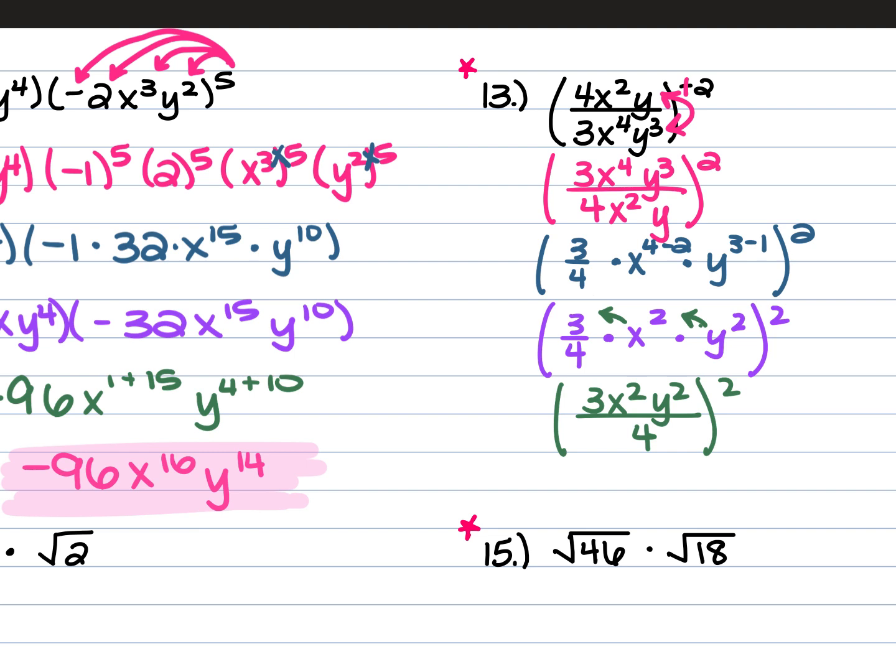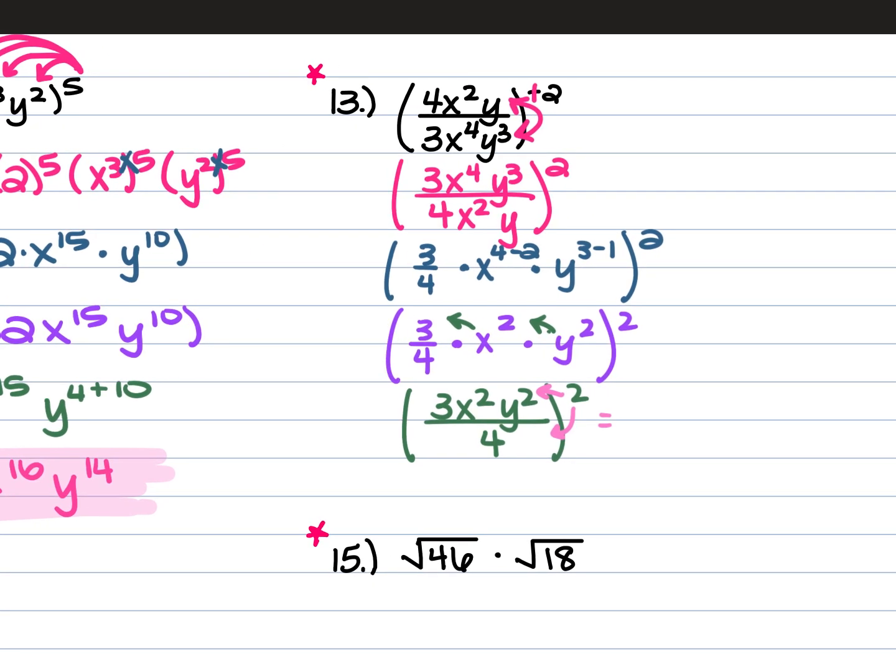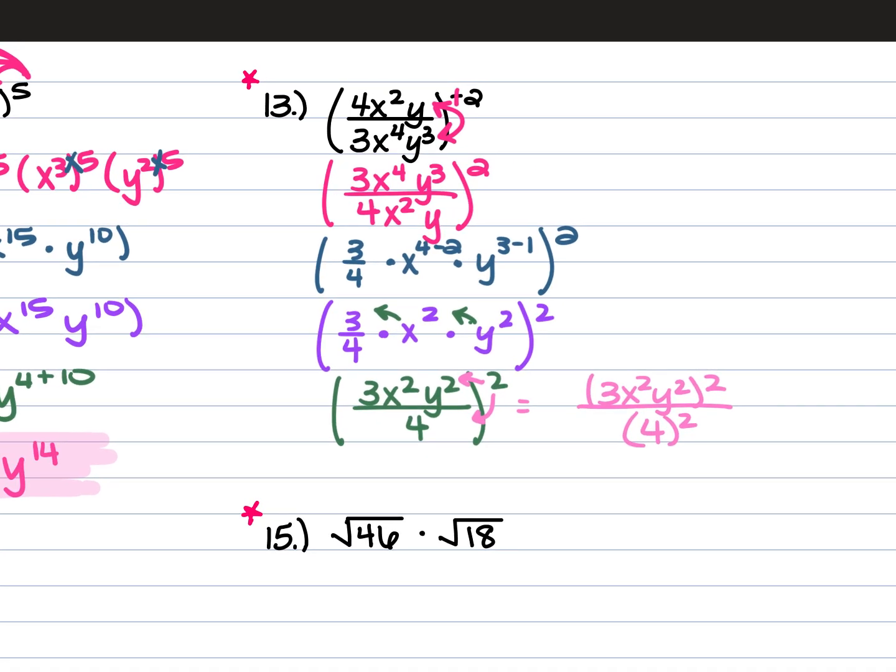From here, you have to simplify that 2nd power on the outside. Apply it to both the numerator and the denominator. If you apply it to both the numerator and the denominator, it's going to give you the 3x squared y squared raised to the 2nd power, and then the 4 raised to the second power. So from here, you are going to raise every part of the numerator to the second power.